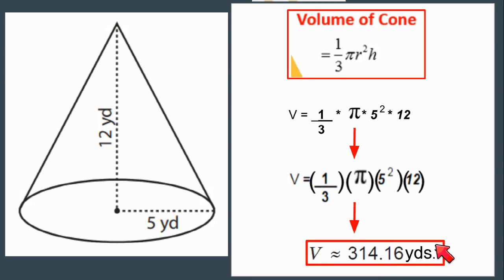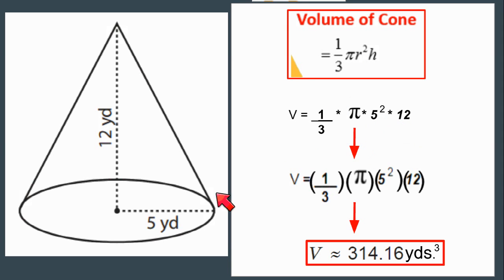Now let's talk about our label. Since this is a 3-dimensional figure and we're finding volume, our label is always going to be something cubed. So yards cubed, feet cubed, inches cubed, whatever. Okay? So again, here's our formula. We're just substituting in what the radius is and the height.